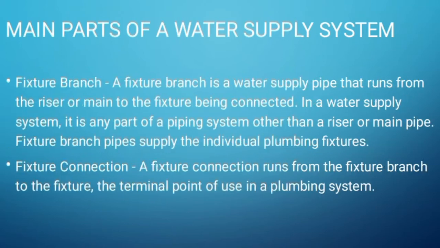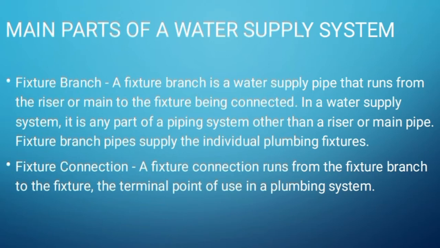Next one is fixture branch. A fixture branch is a water supply pipe that runs from the riser or main to the fixture being connected. In a water supply system, it is any part of a piping system other than a riser or main pipe. Fixture branch pipes supply the individual plumbing fixtures. A fixture branch is usually run in the floor or in the wall behind the fixtures.